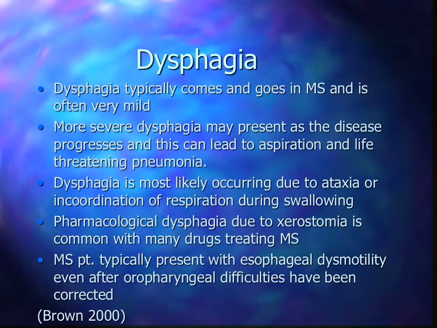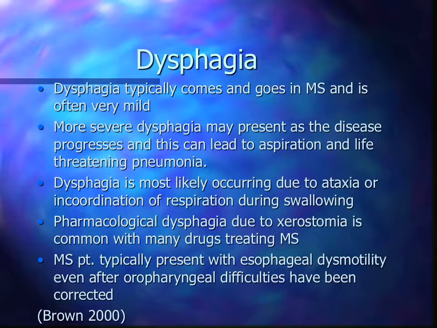Okay, so dysphagia typically comes and goes in MS and is often very mild. So during an attack, the patient may present with dysphagia due to ataxia between breathing and swallowing, and just not being able to coordinate those two can really affect choking and safety. So more severe dysphagia may present as the disease progresses, and this can lead to aspiration and life-threatening pneumonia.